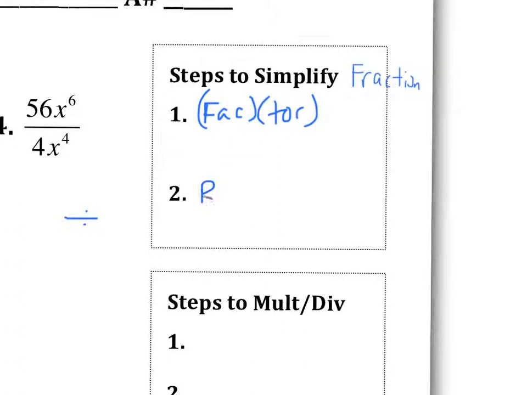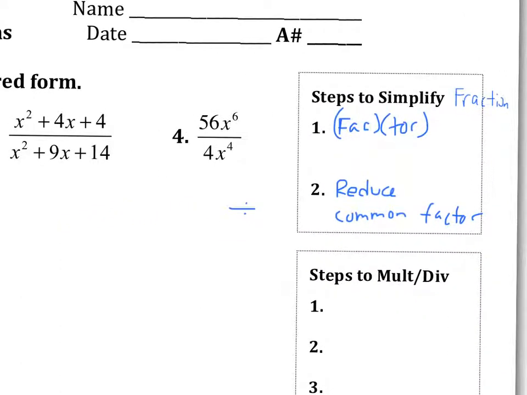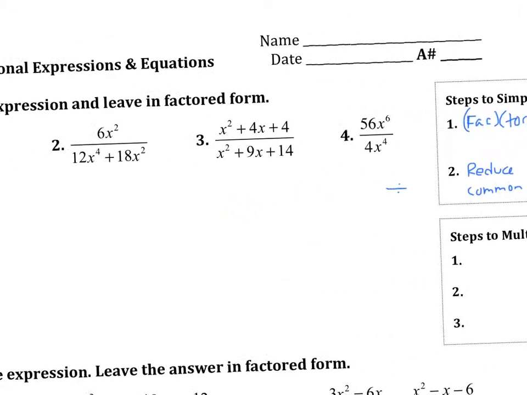And lastly, we reduce. And what reduces? The common factors. We reduce the common factors. It's all about factors. In other words, it's all about multiplication. Number one, we have to factor anything and everything, or consider factors. And number two, we reduce them.